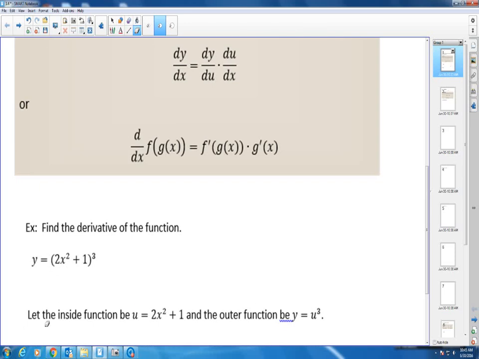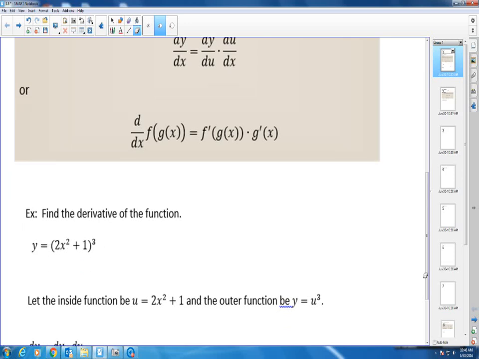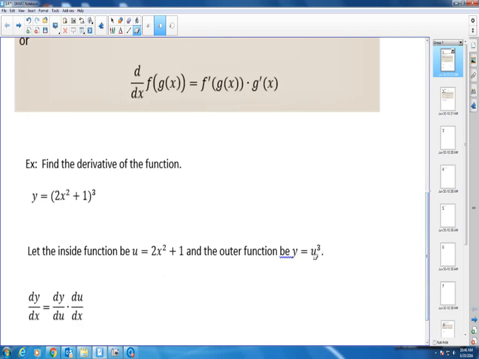I'm going to say the inside function is 2x squared plus 1, like u to be the inside function. If this whole thing, 2x squared plus 1, is u, then my y will actually equal u to the third power. So the outside function is u to the third. The inside function is 2x squared plus 1.